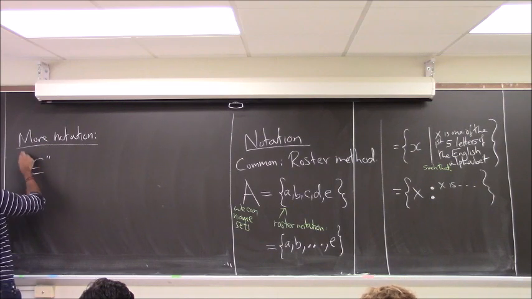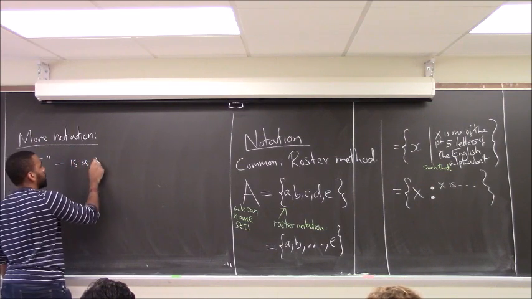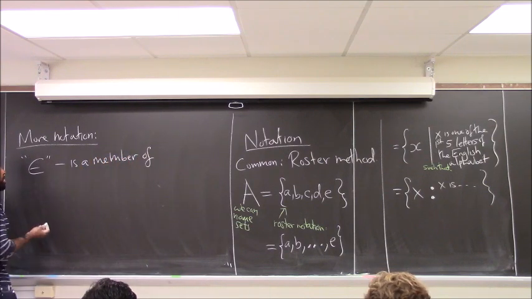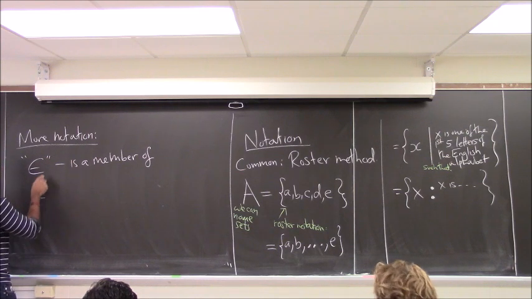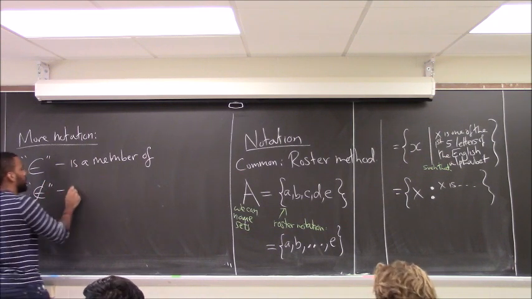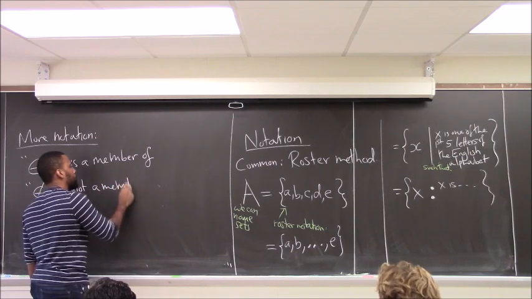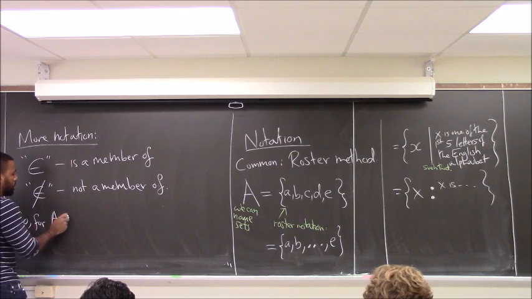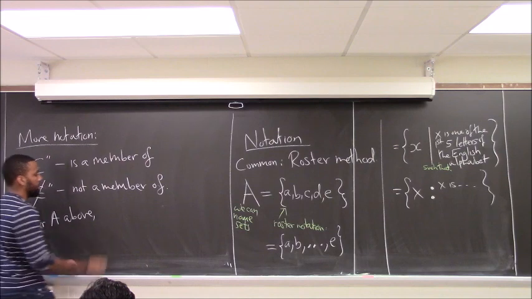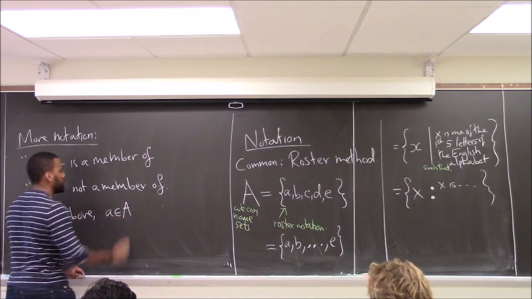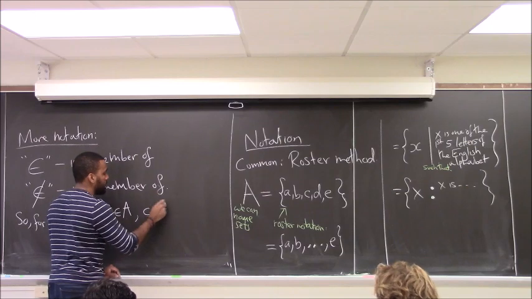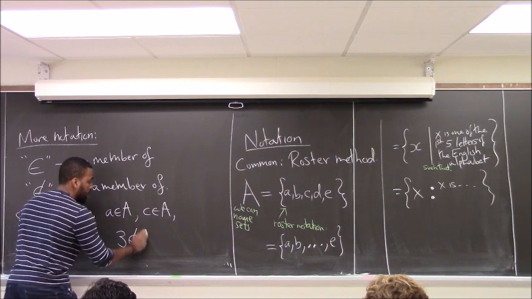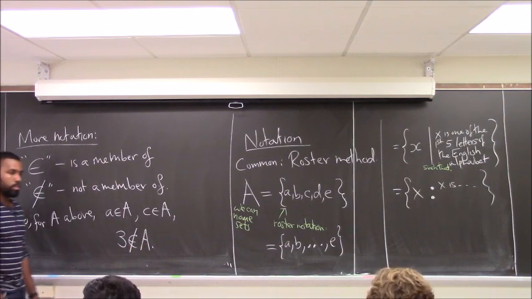This symbol here means "is a member of," or "is an element in." While this symbol with a slash through it means "not a member of." So for A above, I can say something like A is an element of the set A. I can also say that C is an element of the set A. I can say the number 3 is not in A. Right? I can make these phrases.